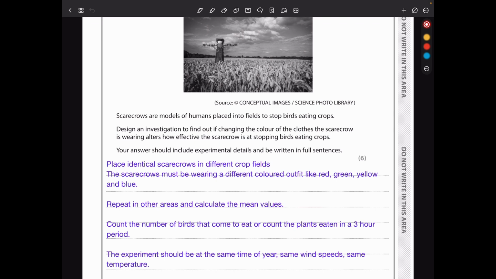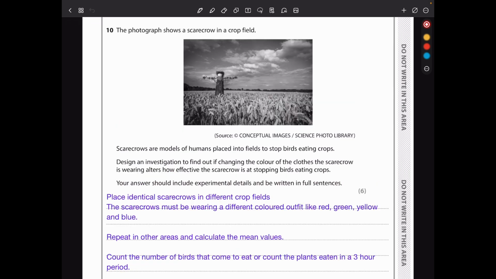Design an investigation to find out if changing the color of the clothes the scarecrow is wearing alters how effective the scarecrow is at stopping birds eating crops. They say your answer should include experimental details and be written in full sentences. Here we're going to state the conditions for the independent variable, the conditions for the organisms, these are the biotic factors. Then we repeat, then the measurement for the independent variable, time for the experiment, and certain standards that have to be controlled.